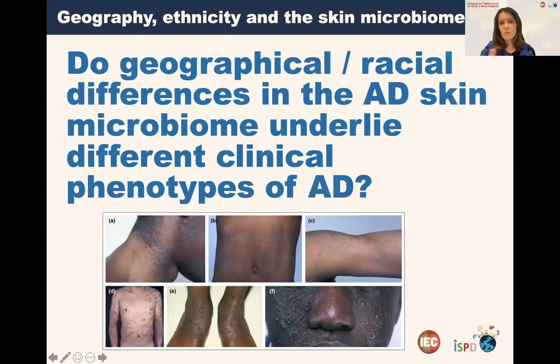And this raises the question of whether geographical or racial differences in the AD skin microbiome underlie the different clinical phenotypes that we see in atopic dermatitis from individuals with different skin types. For example, individuals with dark skin with atopic dermatitis have more violaceous erythema, may have more extensor as opposed to flexural disease, and the disease may have a more follicular pattern. And we need studies looking at the skin microbiome in these different skin types to see whether these individuals have a different microbiome signature, and whether these differences are linked to differences in phenotype.